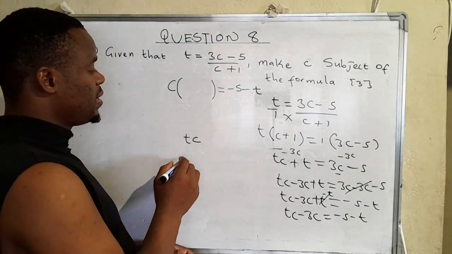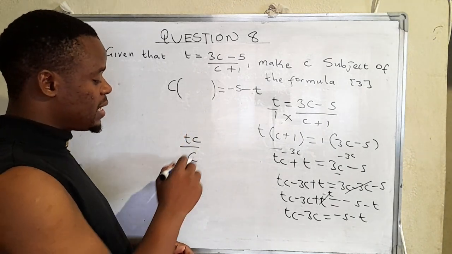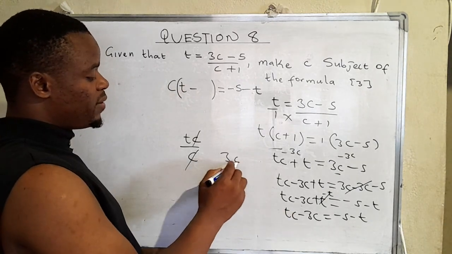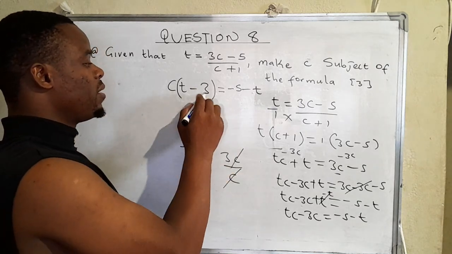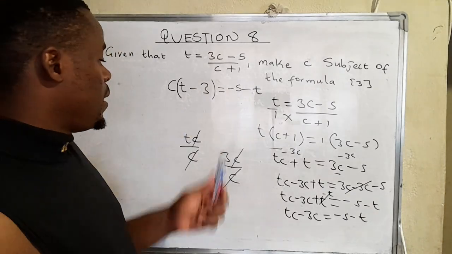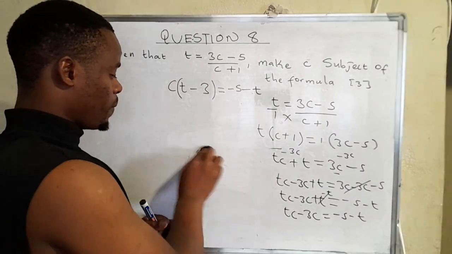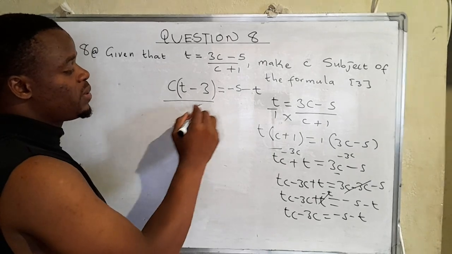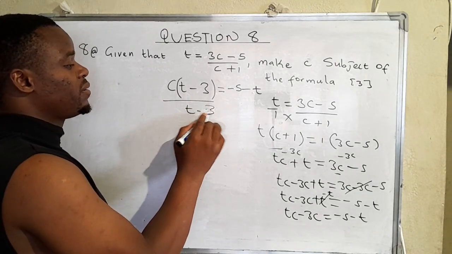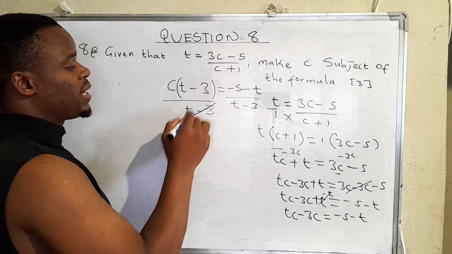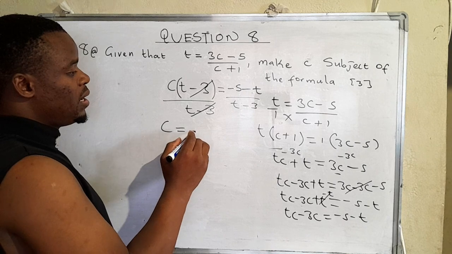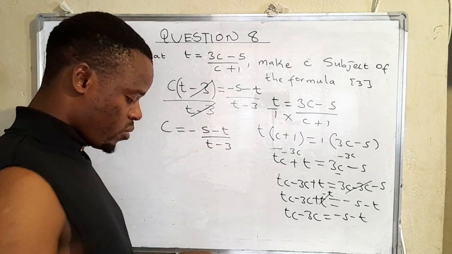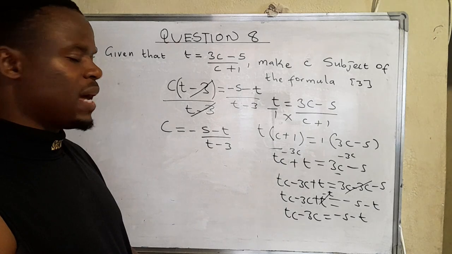So if we say tc, we divide this common element on the outside, that will cancel, and we're going to have a t minus, then we have 3c, we divide c into 3c, and we're going to remain with a 3. Okay, so at this point in time, we cannot get rid of this since we want to remain with the c. So we say (t minus 3), even this side, (t minus 3). So that one and that one will cancel, so c will equal negative, that will be (5 minus t) over (t minus 3). And that's the final answer.